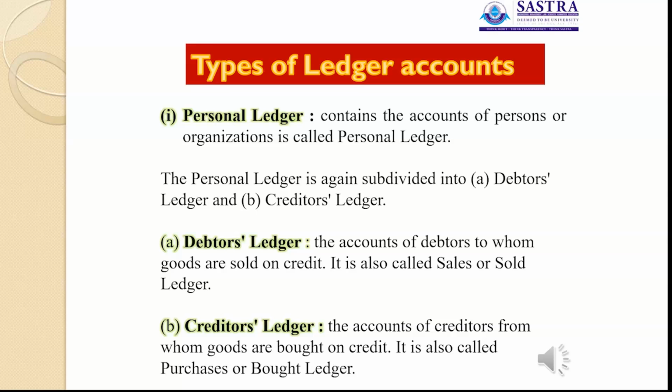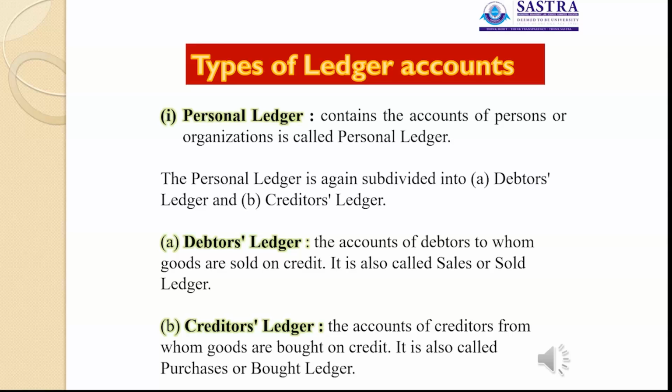The personal ledger is again divided into debtors ledger and creditors ledger. What is debtors ledger? It contains the accounts of debtors to whom goods are sold on credit. It is also called sales or sold ledger.